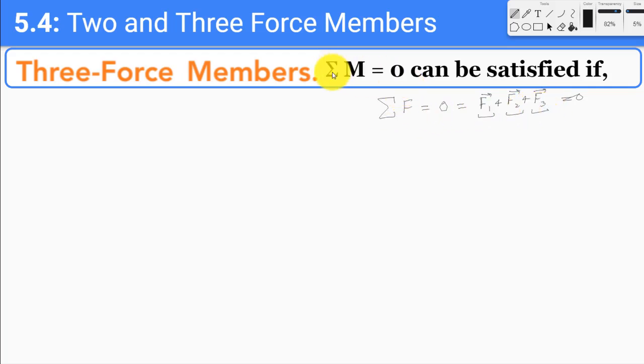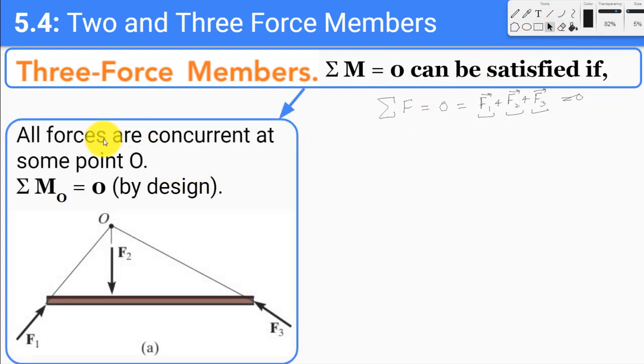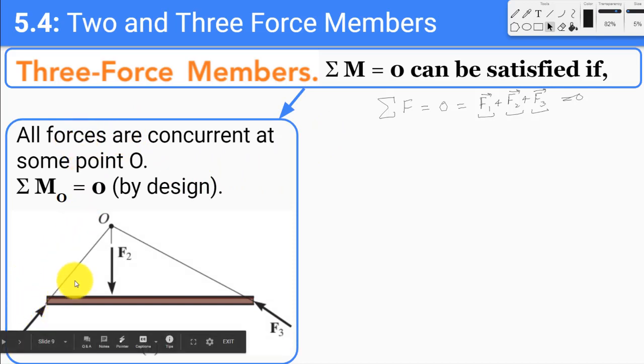But the second condition, sum of all the moments equal to 0, does put some conditions on the type of forces that we can have. And let's see. So we can have one of two options for three force members. The first option is that all of these three forces should be concurrent. They should be passing through the same point.